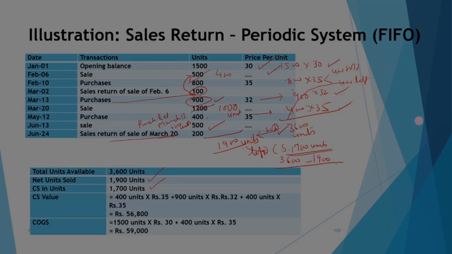So we are to compile this information. You see, this might be our question, but we don't need information in this manner. We need to keep a summary of purchases or stocks available for sale. So this summary must be kept separately as a part of working note, and then you can proceed with this. So 56,800 and cost of goods sold is 59,000.